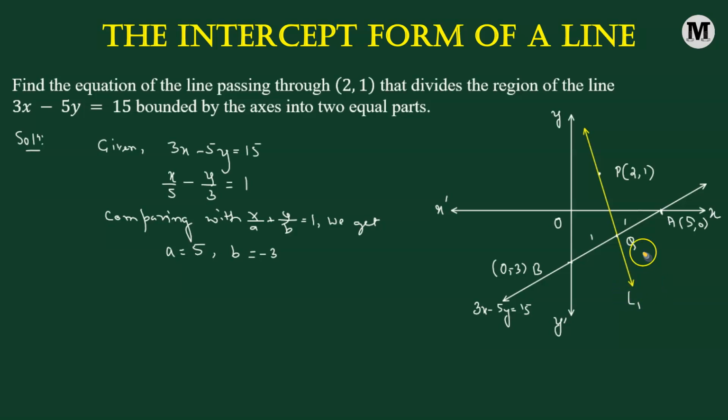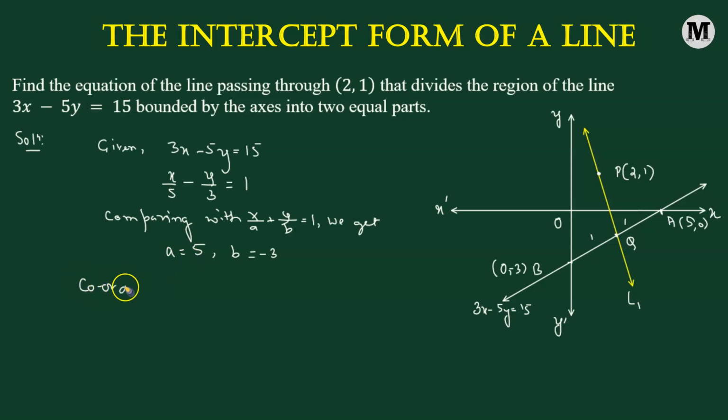Our goal will be to determine the equation of the line L1. Now, how do we do that? To find the equation of the line, we'll be using the two-point form. That means we need two coordinate points. We already have the coordinates of P, that's 2, 1. So our next task will be to obtain the coordinates of point Q. Let us begin by finding the coordinates of the point Q.